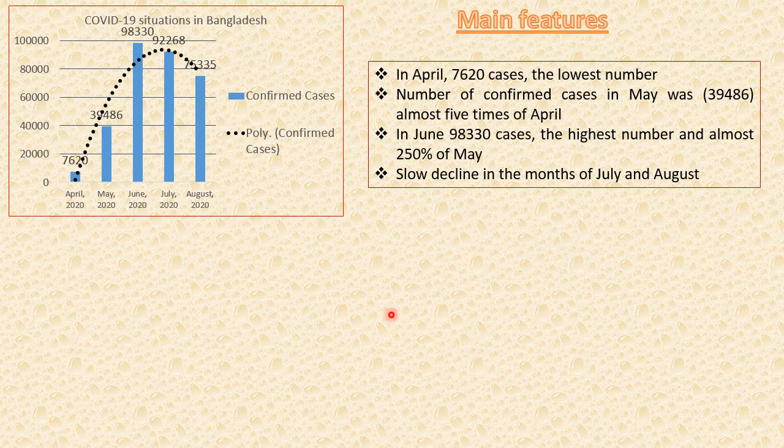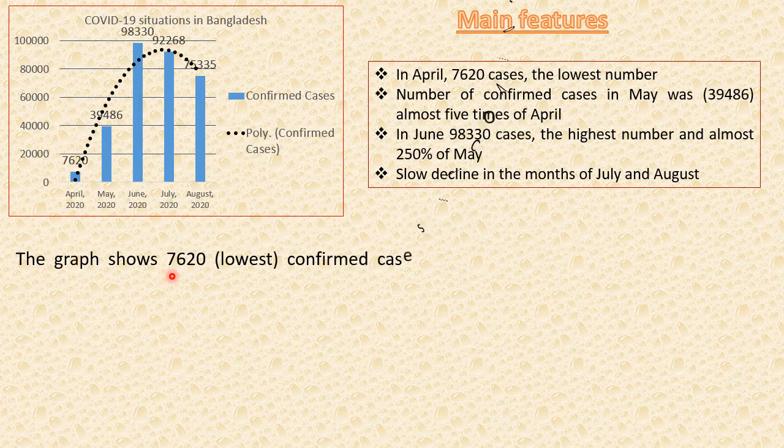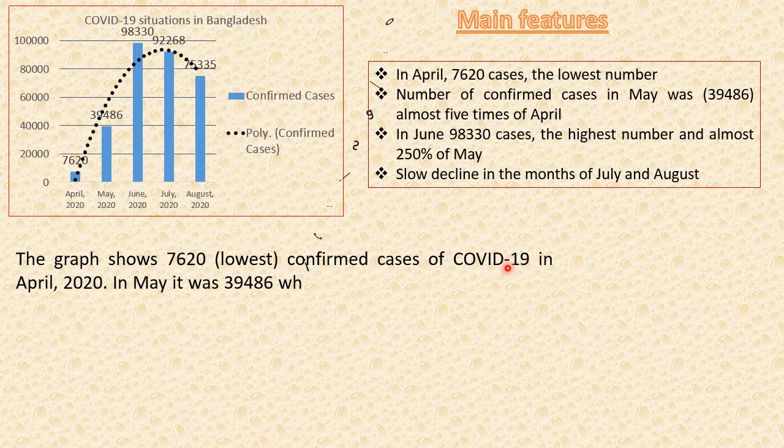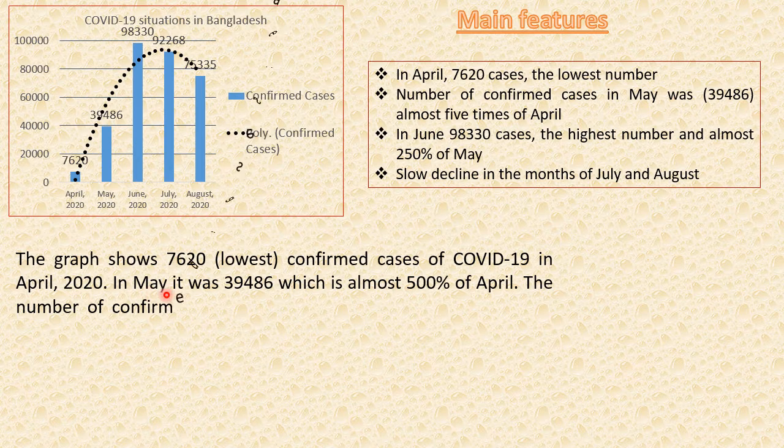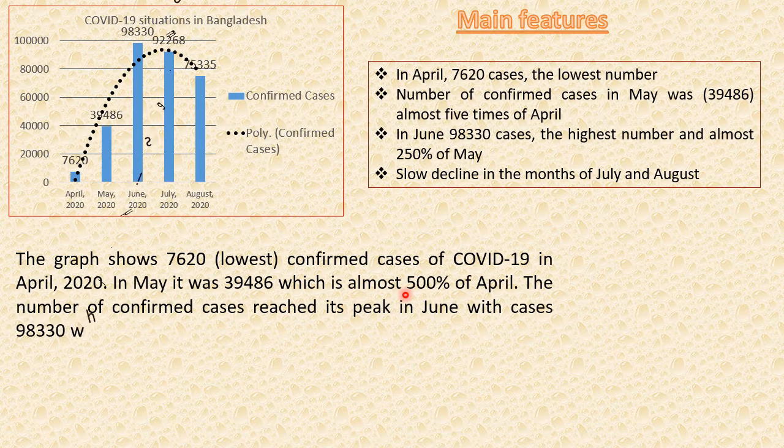So we can write the body in this way. The graph shows 7,620 lowest confirmed cases of COVID-19 in April 2020. In May it was 39,486, which is almost 500% of April.